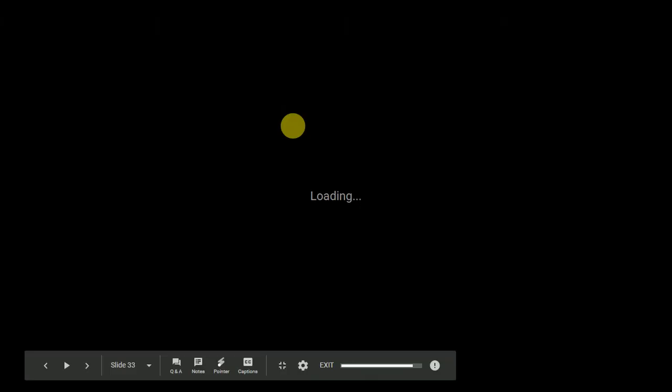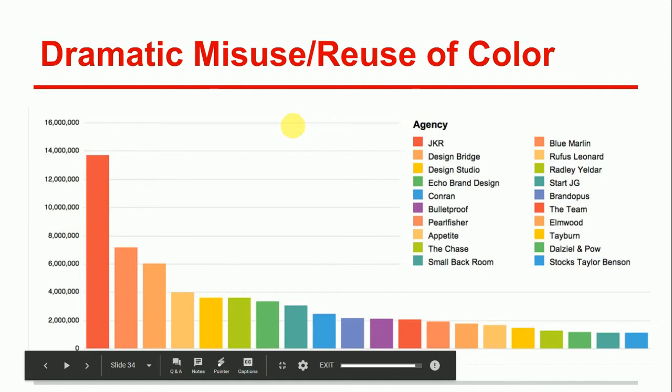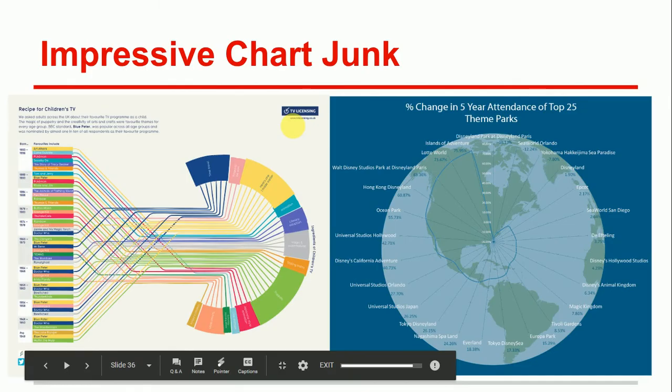You want to see it. But if you see this, that's a dramatic abuse of colors. But this is an impressive example of using chart junk. There's just so much information here that you can't even really figure out what this is saying. And the percentage change in 5-year attendance, you can't really figure out. What is this saying really? What's the purpose of having a world behind this whole picture?